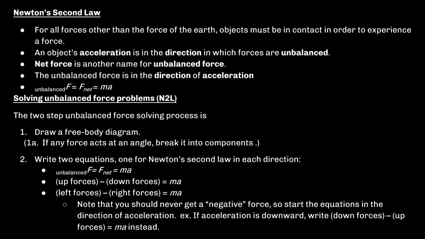So you're going to start off with F net equals ma, because that's the equation from the reference table. Then whatever direction I'm moving, if you're moving in a horizontal direction, you'll use left and right forces. If you're moving up and down, you use up and down forces. And note, you're never going to get a negative force, so you're always going to start off with the force that's in the direction of acceleration. In other words, you're going to start off with the force that is greater first. So say if you're accelerating to the right, you're going to do right minus left forces. If you're accelerating down, you'll do down minus up forces equal to ma. So let's get into our examples.